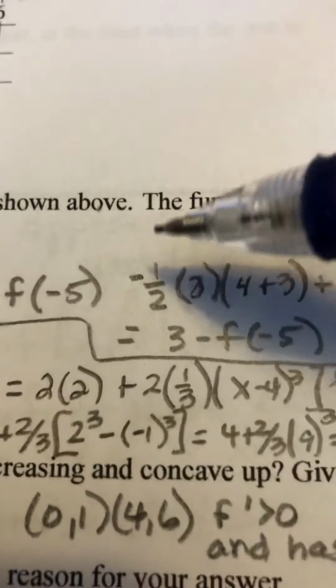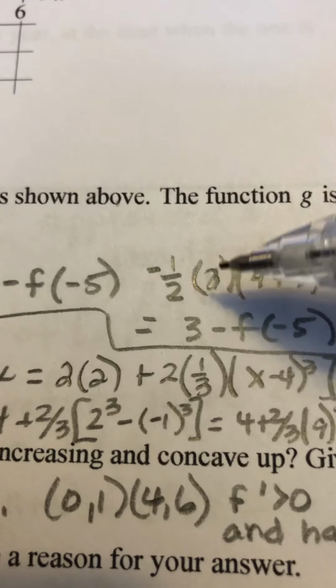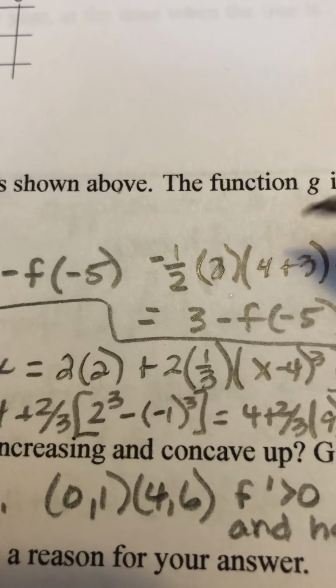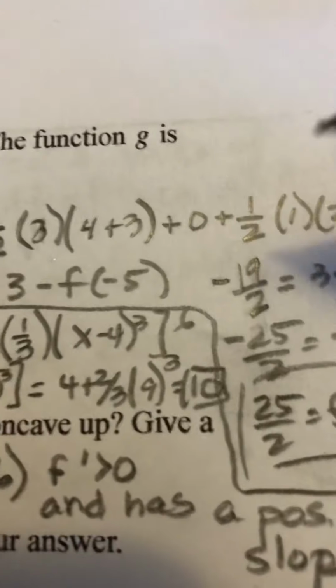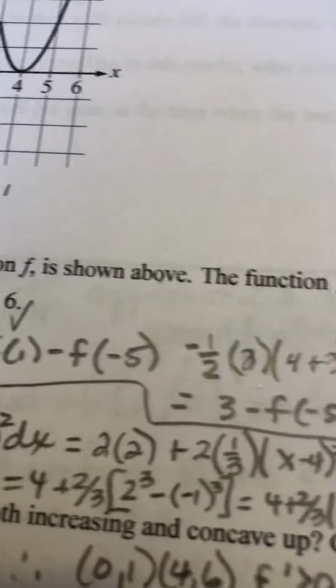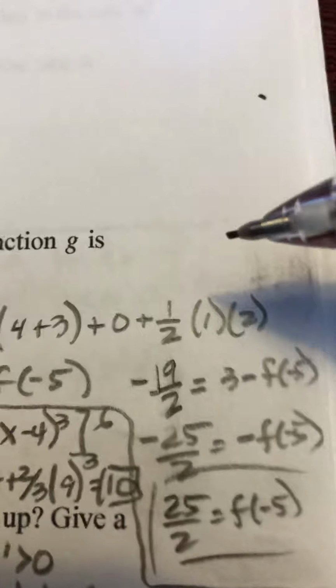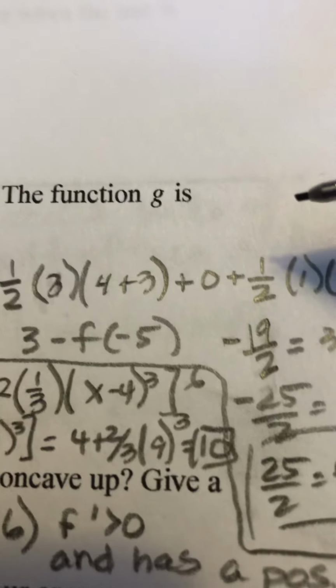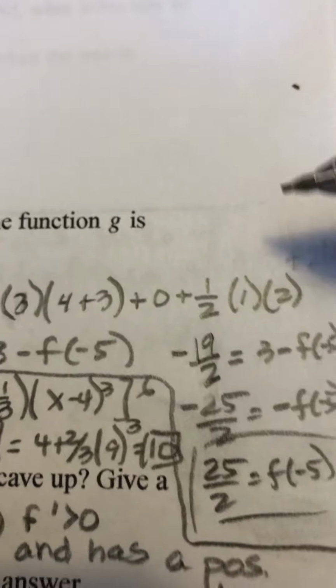So our area, we have the trapezoid below the x-axis, negative 1/2 of 3, which is the height, times the sum of the bases, plus the 0, that just piece from negative 1 to 0 that's on the axis, and then plus the triangle from 0 to 1, 1/2 of 1 times 2. And that has to equal 3 minus f of negative 5.